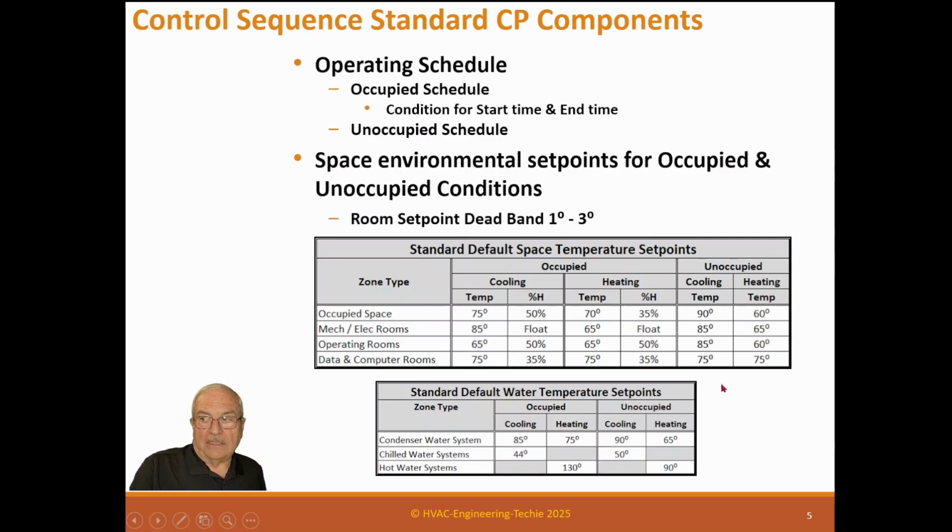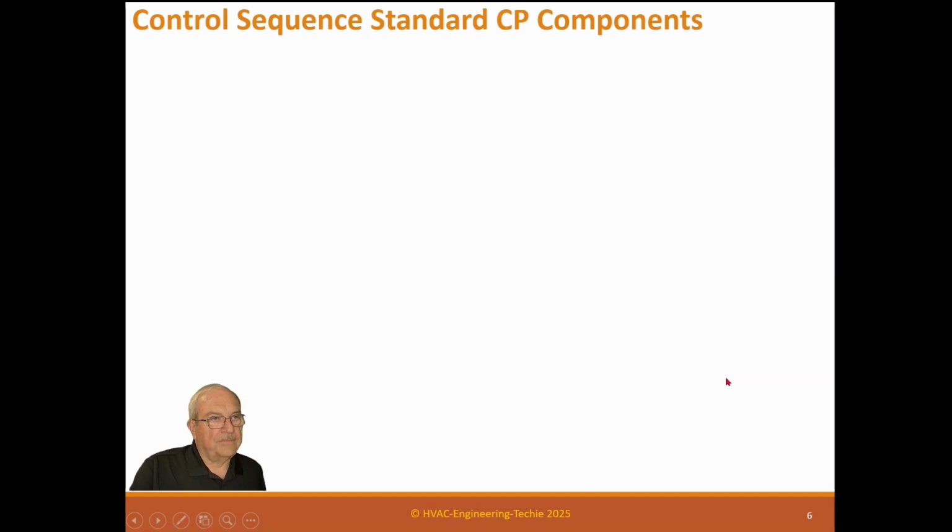And then standard default water temperature set points for condenser water systems, which is cooling tower water, would be 85. 90 for unoccupied, and then during the winter time it'd be 75 and 65 if they're online. Chill water systems are 44 and 50 for unoccupied. Hot water is 130 and 90 for unoccupied. Those are the standard temperatures for water systems.